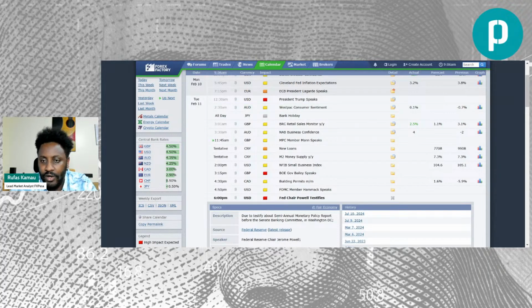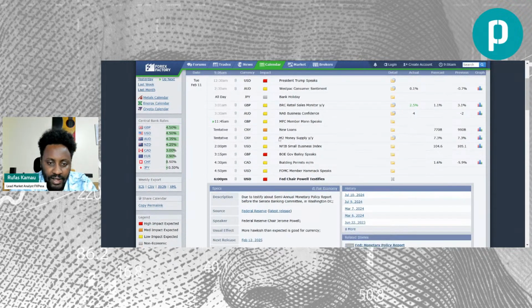All day we have a bank holiday in Japan, so little liquidity is expected from that side. BRC retail sales monitor from the UK showed a huge discrepancy compared to expectation. It was up 2.5%, but also it's a drop from the previous reading, which was 3.1% higher. Business confidence in Australia improved to 4 compared to the previous reading of negative 2. We had a speech from MPC member Napman, starting at 11:45 a.m. Then for the rest of the day, we won't be having much.